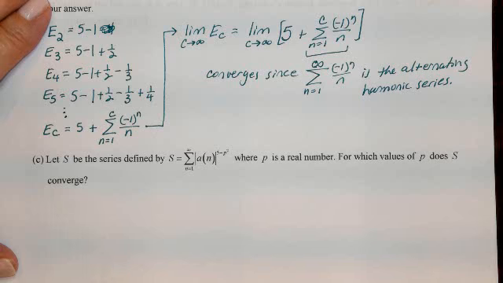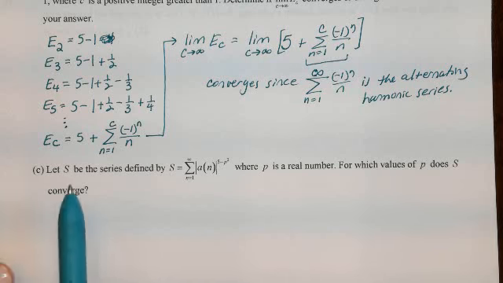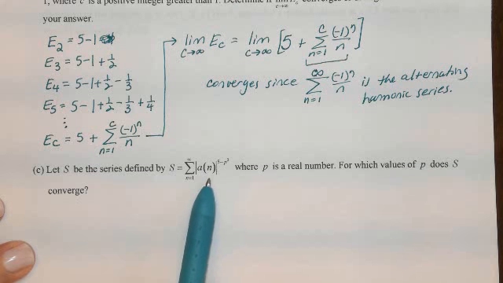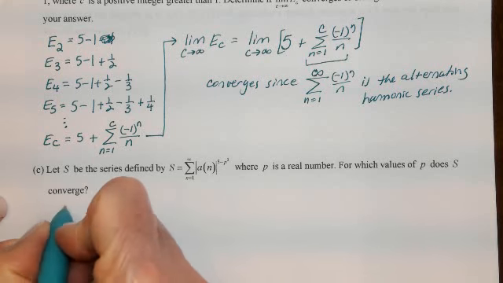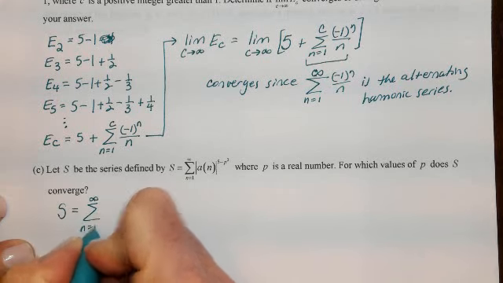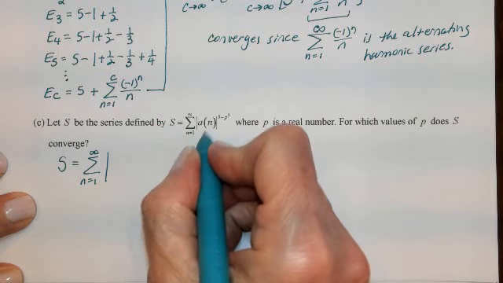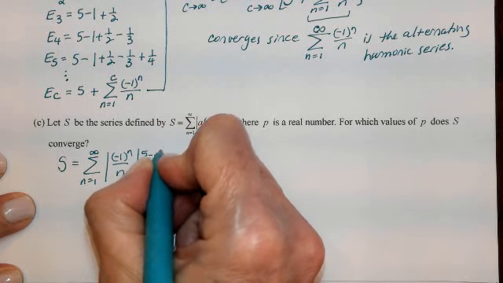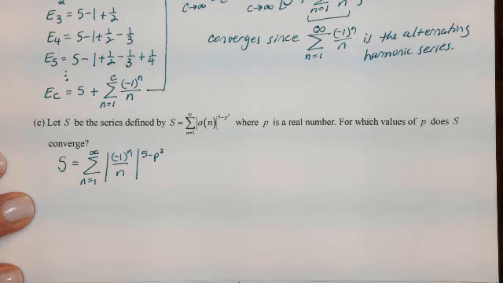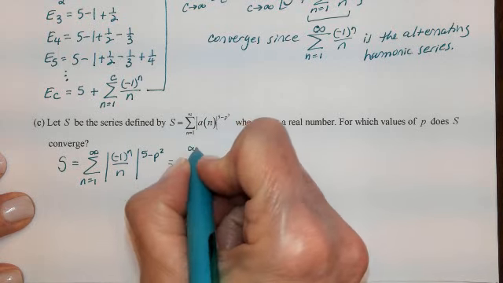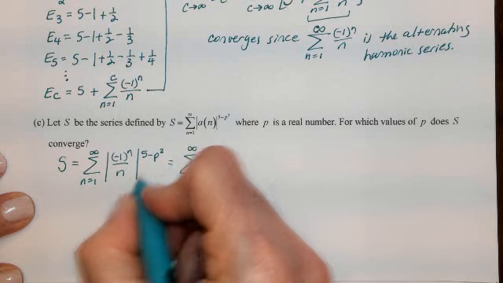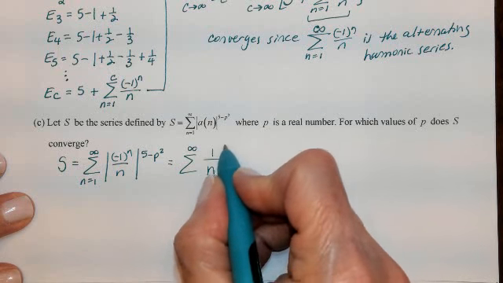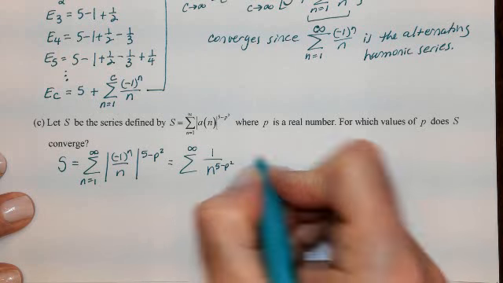All right, let's take a look. In part C, it says, let S be the series defined by this, where P is a real number. For what values of P does S converge? Okay, so S is equal to the series. It's the absolute value of A sub n, and A sub n is equal to this. And they tell us this is to the 5 minus p squared power. Okay, the absolute value will make this always positive, right? So we have 1 over n, and that power will apply to the 1 and to the n. N to that power is just 1. So this is 5 minus p squared here.